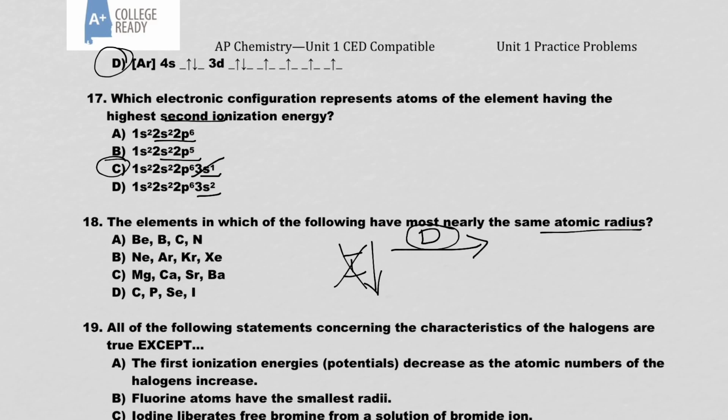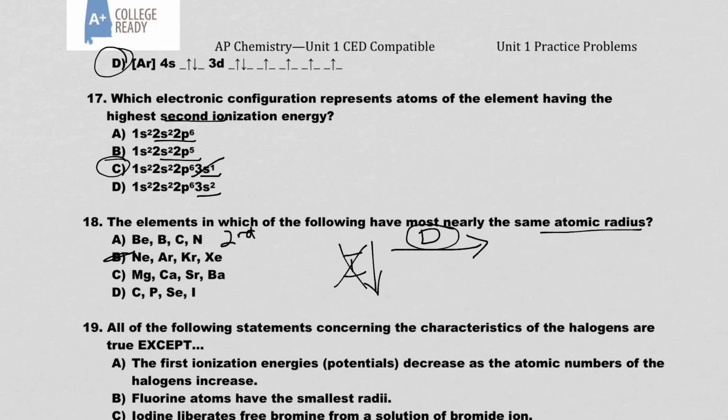Beryllium, boron, carbon, and nitrogen, those are all in the second period. Just one right after another. So their sizes are getting smaller, but let's just see what the other choices are. B, neon, argon, krypton, xenon, that's a group trend. We're going to have huge differences in their size because each new noble gas there is having a whole new energy level of electrons. And then if we look at C, same thing.